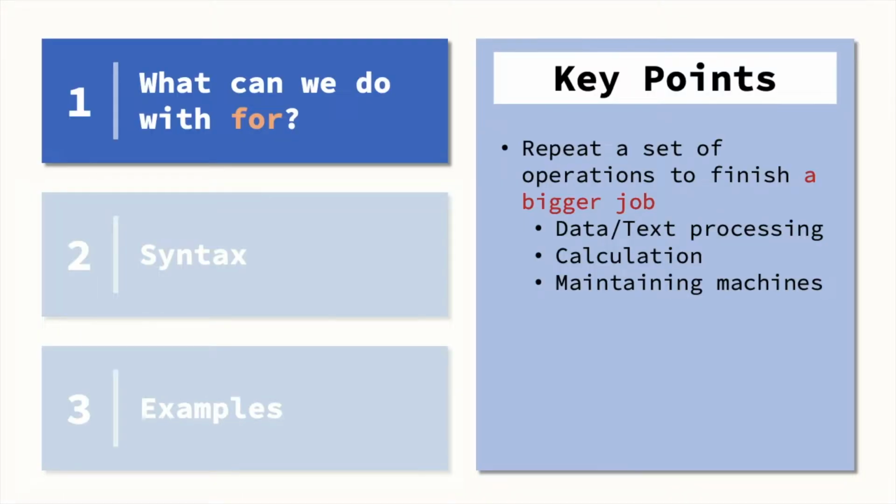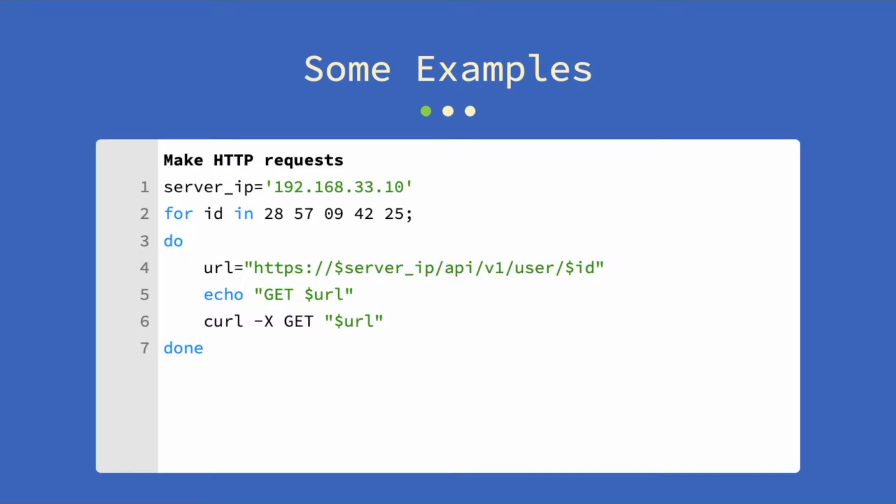Okay, let's see the first part, the usage of for. The for is a tool that we can loop through a list of files, names, a number, an array, etc., and perform a set of operations on them to finish a bigger job. Let's see some examples to get this idea.